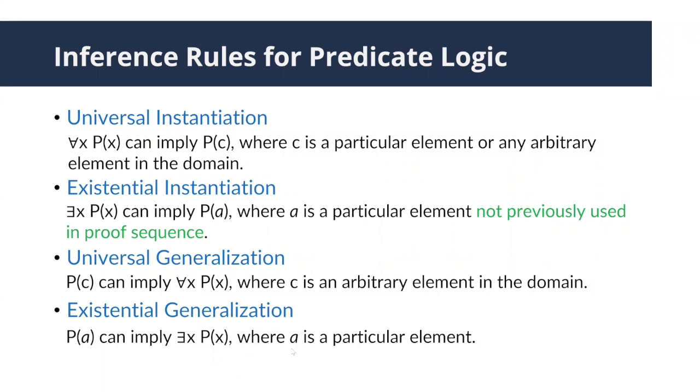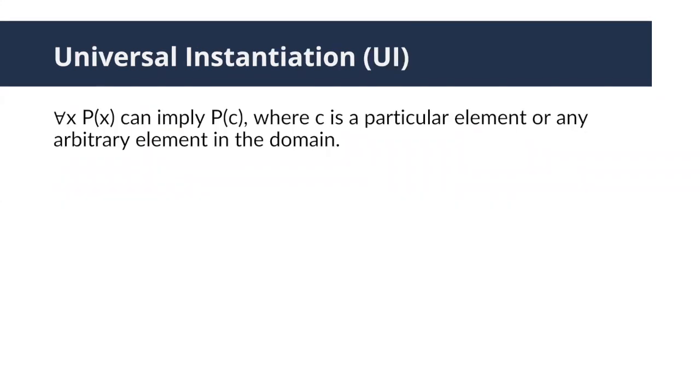To summarize, look at those 4 rules. The first 2 rules can basically be used to remove the quantifiers in front of the predicates. And the last 2 rules can be used to add the quantifiers to the front of predicates. Next, let's see the rules one by one.